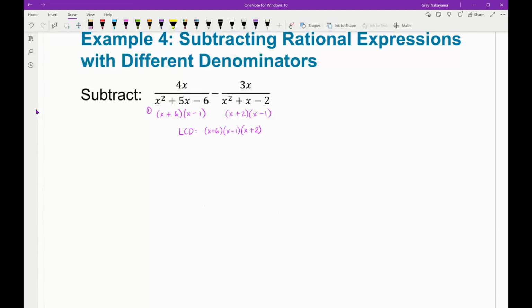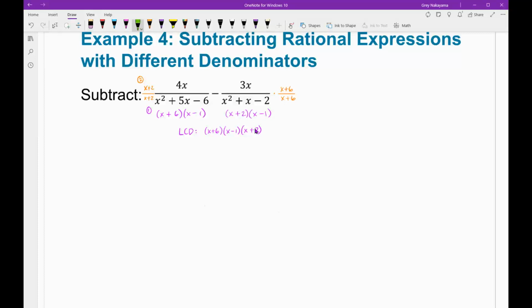So my second step is to get the denominators the same, and I have to multiply the top and the bottom by the same thing. So this guy has x plus 6, x minus 1 has that. I need the x plus 2. So I have to multiply the top and the bottom by x plus 2. The second one has x plus 2 and x minus 1. So I hope you can see that it needs x plus 6 over x plus 6.